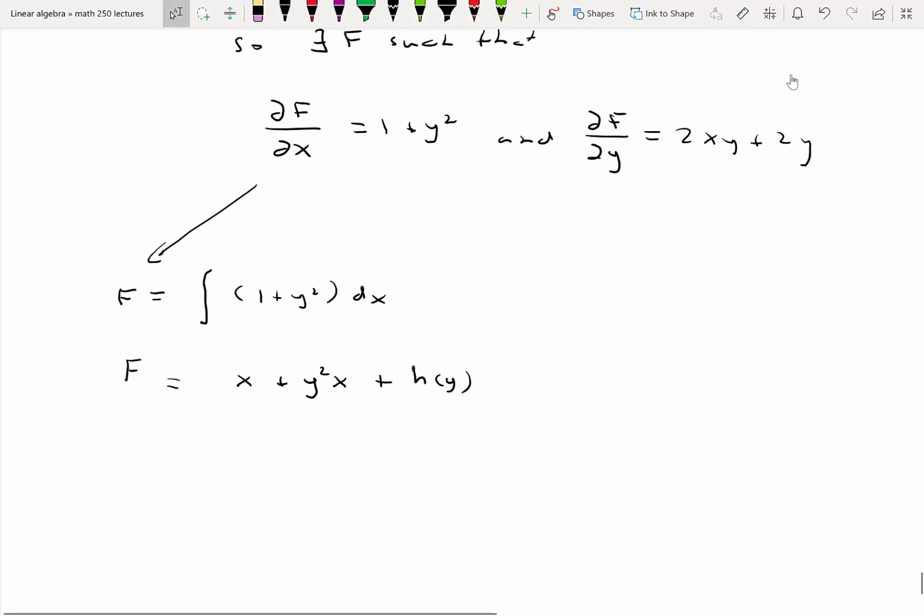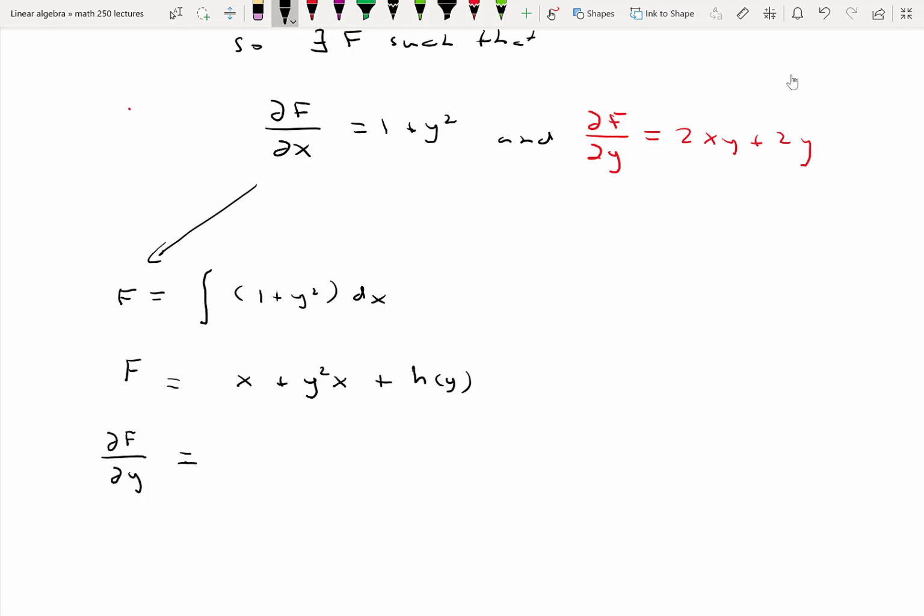Now what I haven't used yet is the fact that the derivative of my solution function with respect to y is 2xy + 2y. So take the function that I have so far and differentiate it with respect to y. First integrate the partial with respect to x, then differentiate that result with respect to y. Every single time.